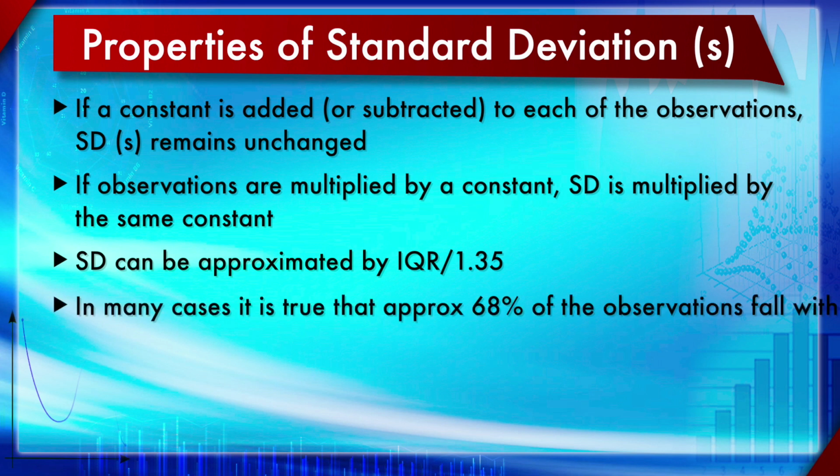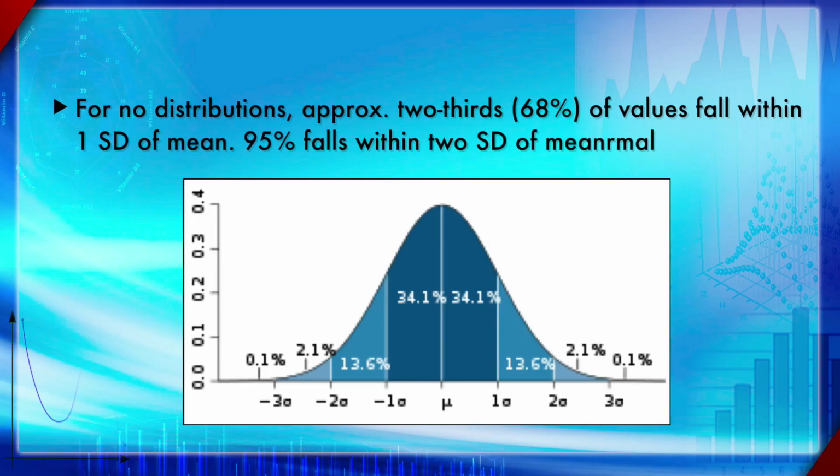In many cases, it is also true that almost 68% of all observations fall within one standard deviation of the mean, while 95% of all observations fall within two standard deviations of the mean. This is what is known as the central limit theorem. This theorem is extremely important across statistics. If you extend it to within 3 standard deviations of the mean, 98.6% of the observations will fall within 3 standard deviations of the mean.